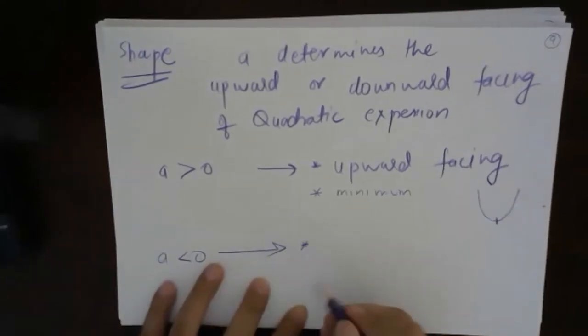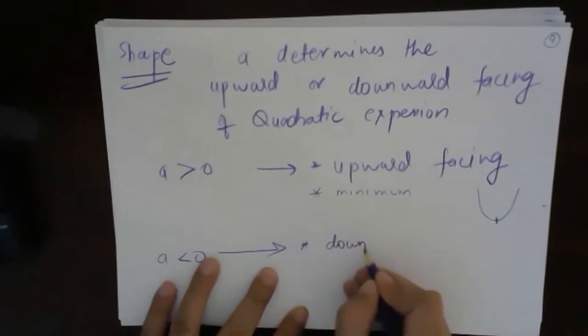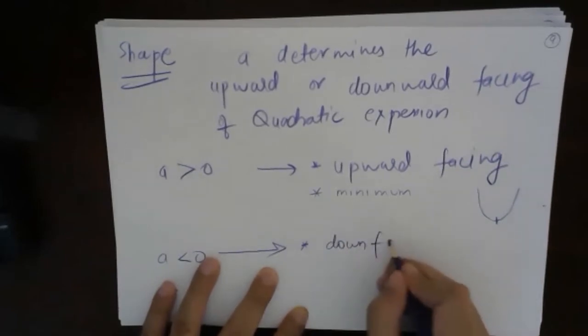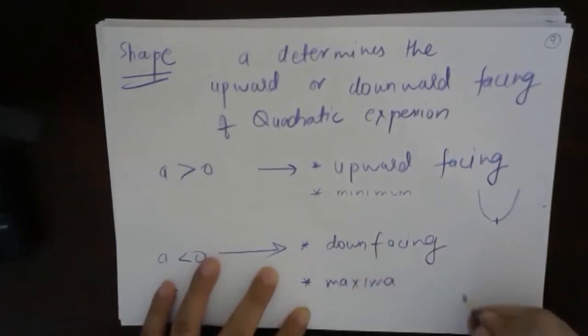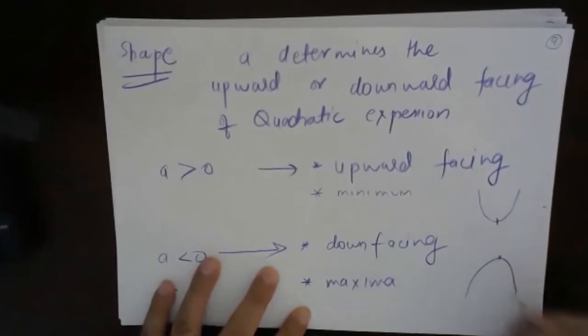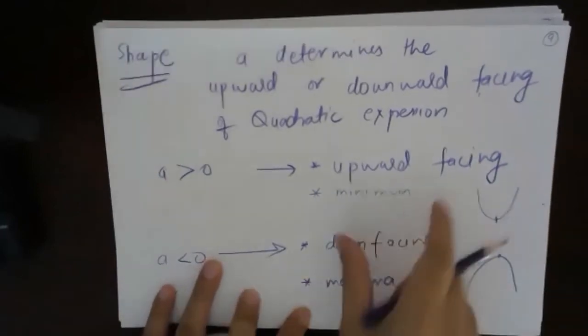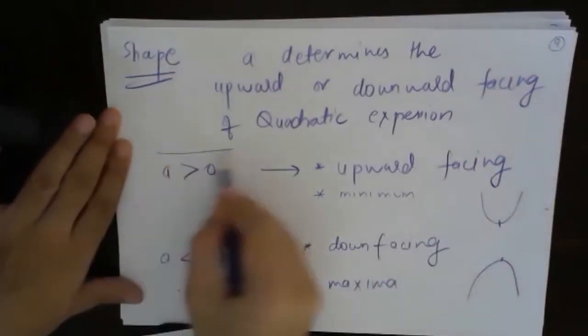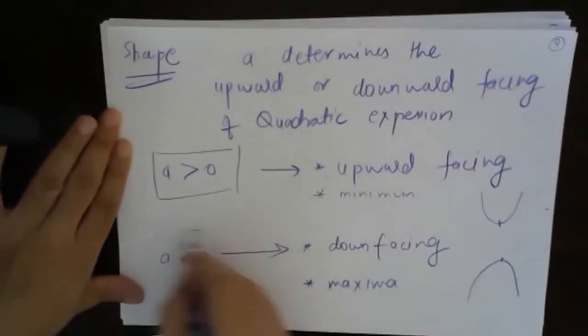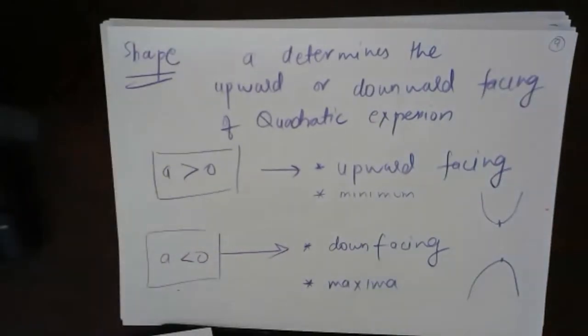When A is less than 0, what kind of a shape was it? It was downward facing, right? And had a maximum. So this will be the maximum point. Okay. So these things will be determined by the sign of A.